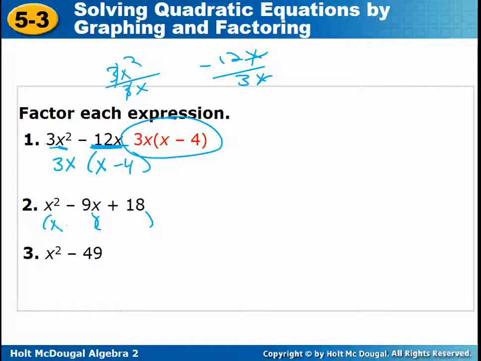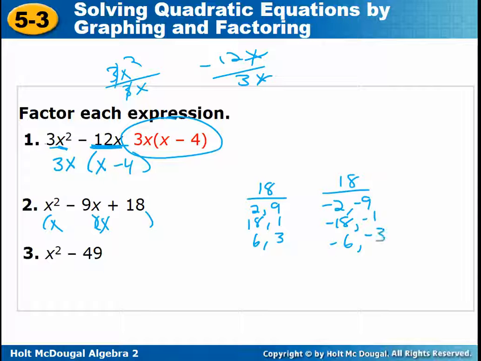But what about the last term, 18? The factors of 18, we talked about these, are 2 and 9, 18 and 1, 6 and 3. Or what if we had both of those factors be negative? That would also equal a positive 18 when we multiply them together, and negative times negative is positive. We want to choose the pair of factors that equals a negative 9x for the middle term.